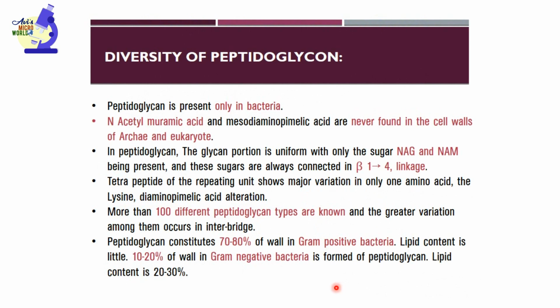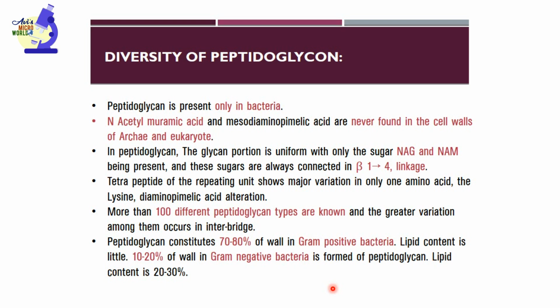Now, about the diversity of peptidoglycan. Peptidoglycan is present only in bacteria. N-acetylmuramic acid, that is NAM, and meso-diaminopimelic acid are never found in the cell walls of archaea or eukaryotes. In peptidoglycan, the glycan portion is uniform, with only the sugars NAG and NAM present, and these sugars are always connected in beta 1,4 linkage. The tetrapeptide of the repeating unit shows major variation in only one amino acid, the lysine and diaminopimelic acid alteration.